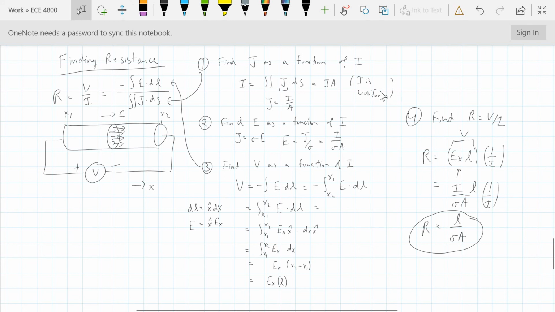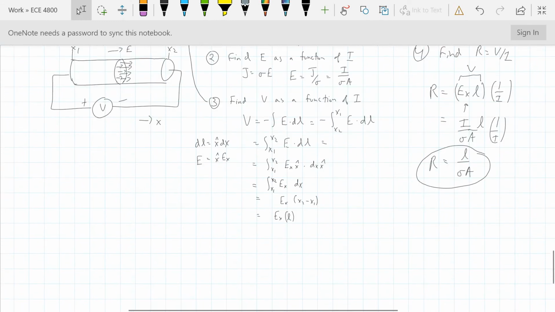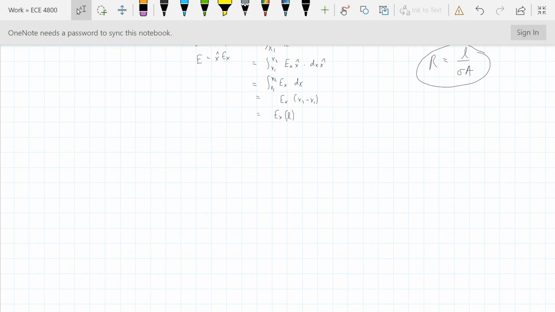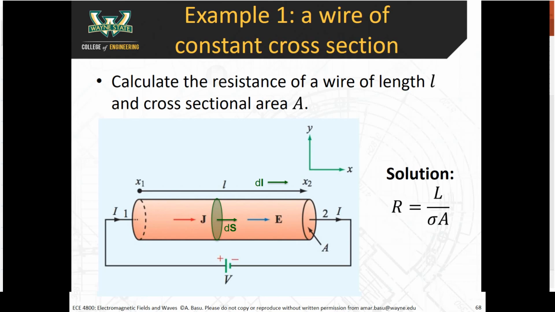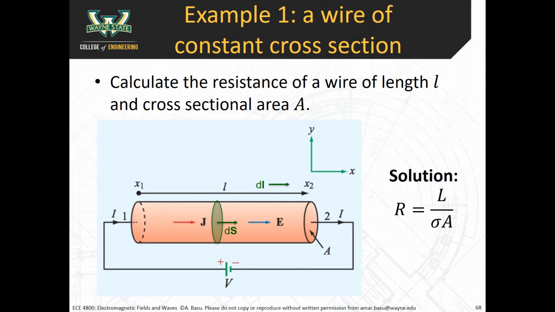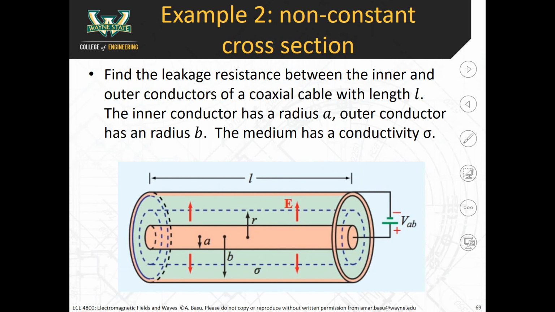All right, now we're going to do one more problem in the next 15 minutes, and this problem is going to be a more complicated one. So in this problem, we're going to have a conductor of non-constant cross-section. So this is a coaxial resistor, coaxial cable.